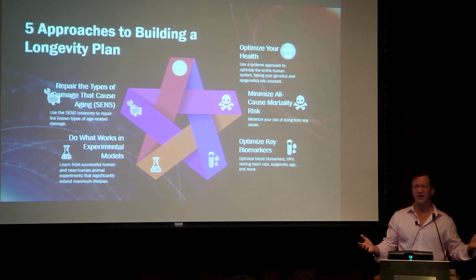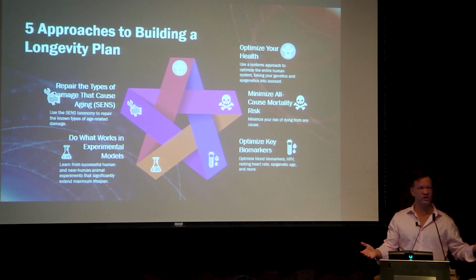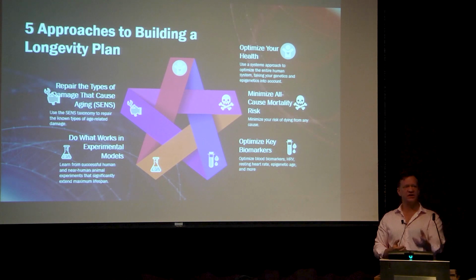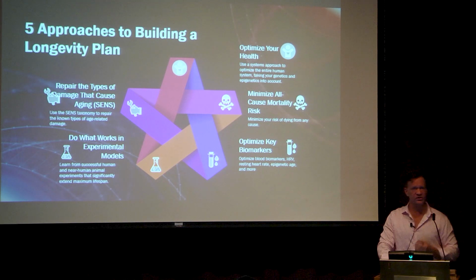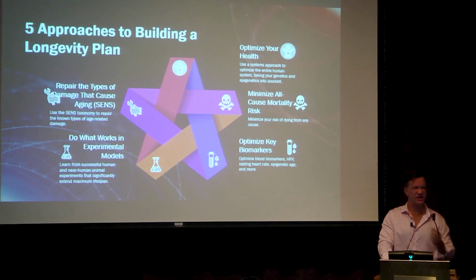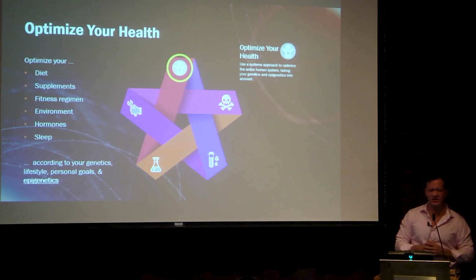Finally, do what works in experimental models. In many cases, we have experiments that seem to work in humans or near human analogs like mice, rats, monkeys. And then we can look at those and learn from them and say, is this something that might work in humans? Is this something I could potentially learn from or apply to myself in some way? And that's, when I talk about that at the end of the talk, that's going to include the TRIM trial, which is an amazing trial, and demonstrated significant actual age reversal in humans. And that's pretty amazing.